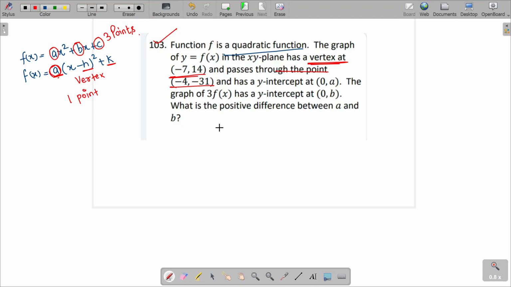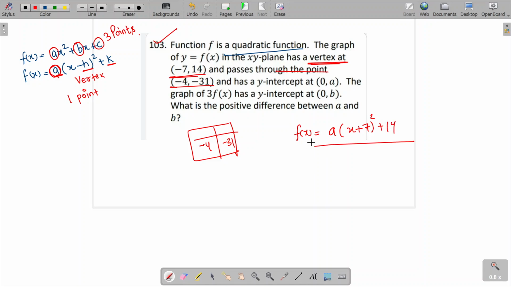Let's figure it out. So I have one point. What I'm going to do is draw a table and write -4 comma -31, right? And the general vertex form of the function when (h, k) is given is nothing but a(x + 7) whole squared plus 14, right? I need both of these, that's why I've written it so that I can remember.